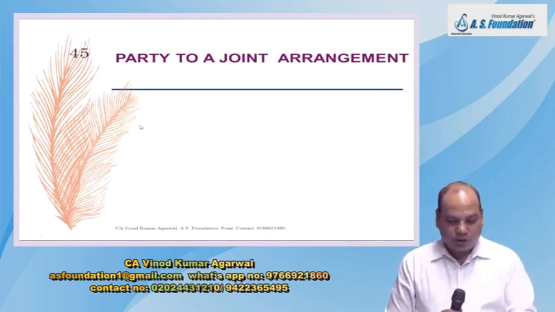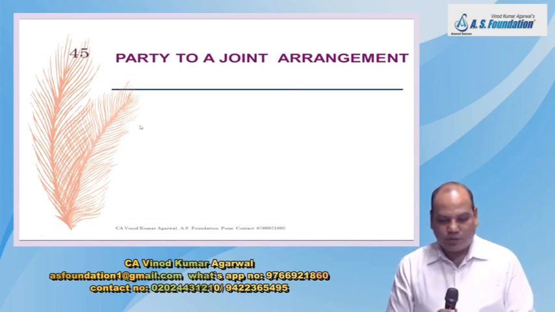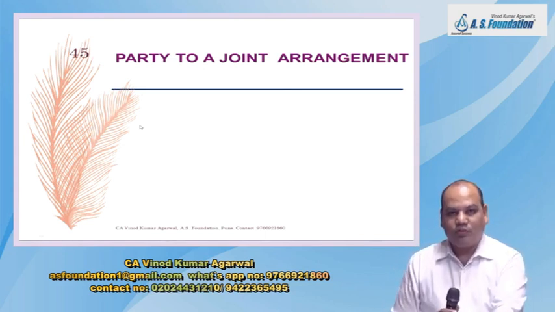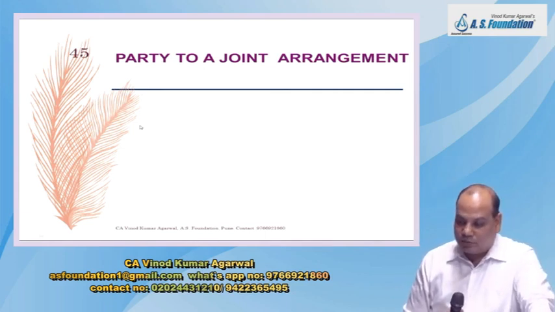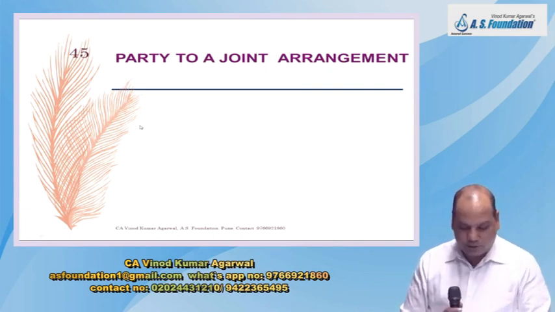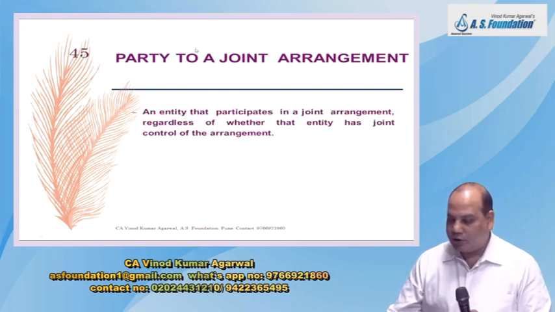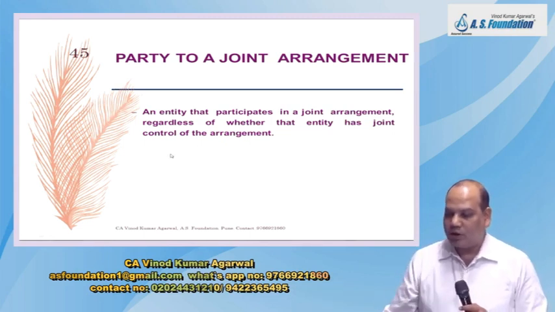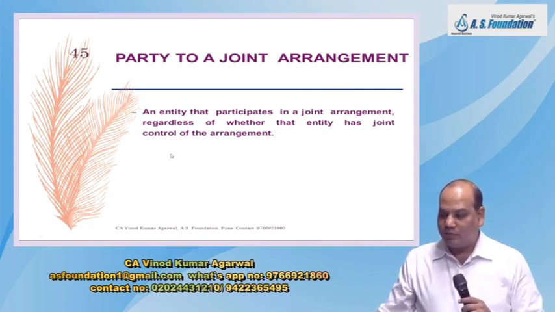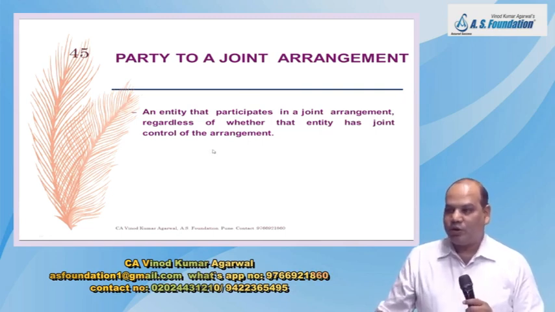So most of these questions that we have done are basically asking you the same problem. Is it jointly controlled, is it a joint arrangement? Is this standard applicable? Now we will discuss one more paragraph, party to a joint arrangement, paragraph 10. So an entity that participates in a joint arrangement, regardless of whether that entity has joint control of the arrangement. So all parties in a joint arrangement are party to a joint arrangement. They may have joint control, they may not have joint control.